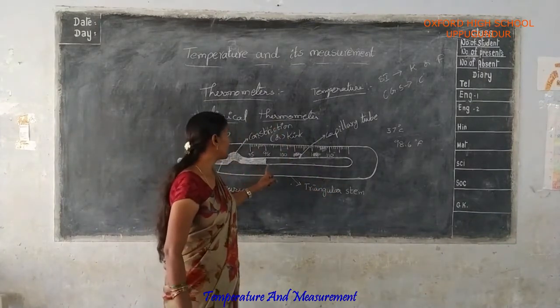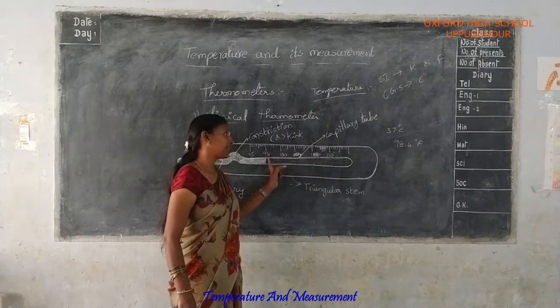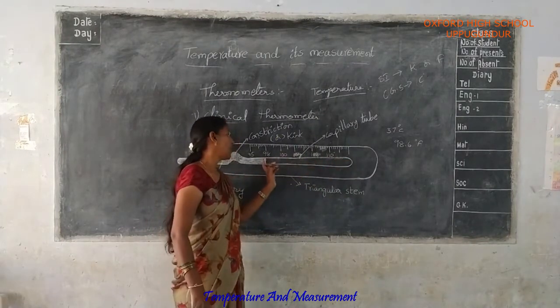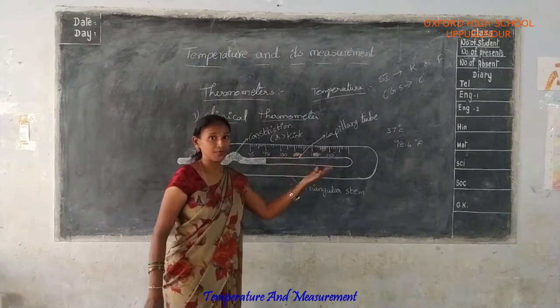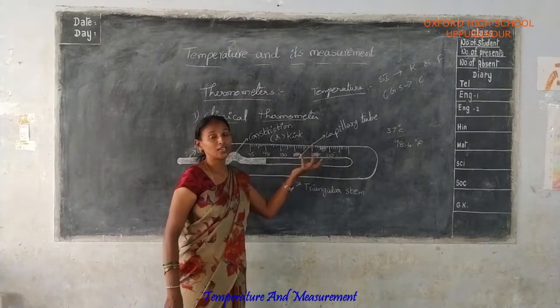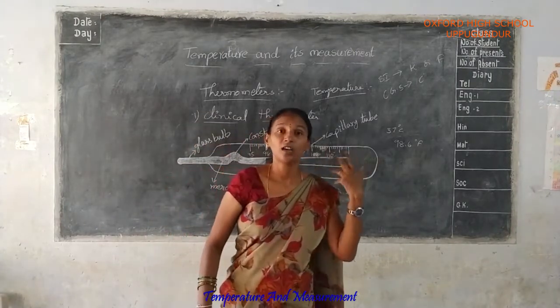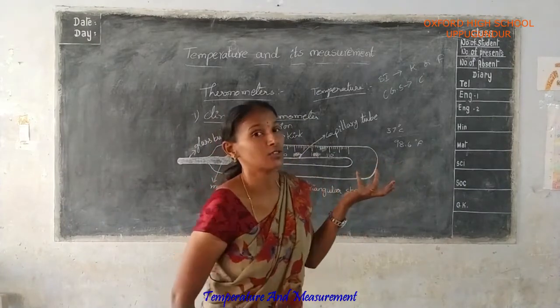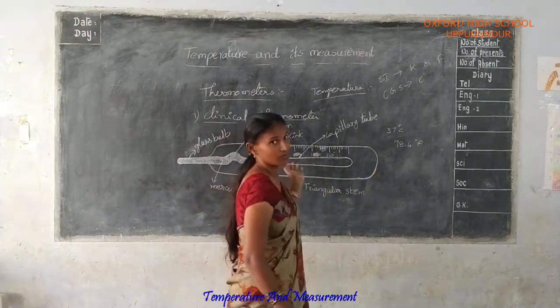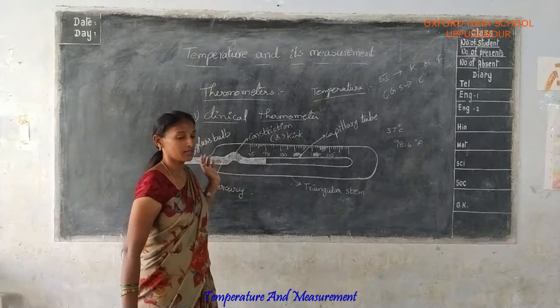So 98 is considered your body temperature, and 100 is considered fever, and 101, 102, 104 is considered the heavy fever levels only. Okay, you understood, ma?